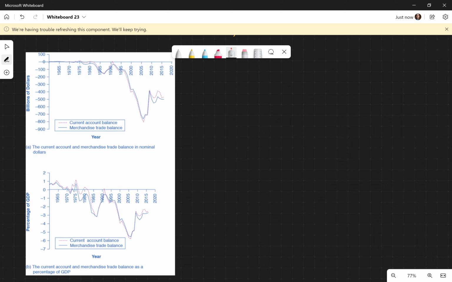When we take it as a percentage of GDP, we start to see that it wasn't really doing much of anything, just going between -1% and 1% all the way until the mid 80s. Then it started to go negative, got almost back up to zero in 1990, and ever since then we've been in a negative trade balance, negative merchandise balance, negative current account balance situation.